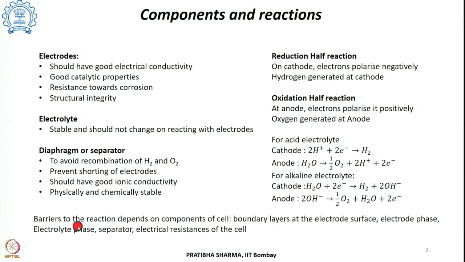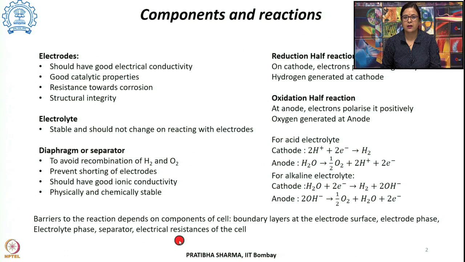If you look at the barriers to the reaction which occurs in the electrolytic cell, that all depends upon the different components of the cell. These barriers could be boundary layers being formed at the electrode surface, the electrode phase and its characteristics, the characteristics of the electrolyte involved, what kind of separator is being used, and what the different electrical resistances involved in the process are. All these determine the behavior of current, IV, efficiency, and the amount of hydrogen being produced from a particular electrolytic cell. Let us look at each of these one by one.